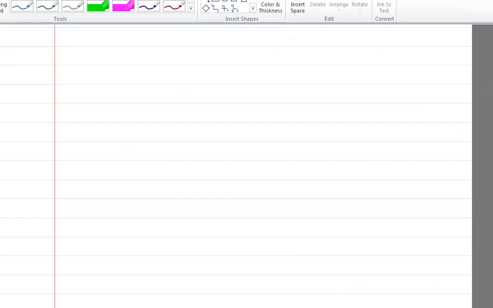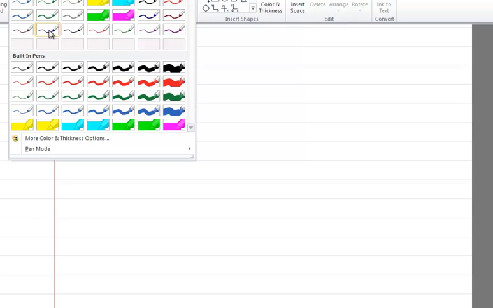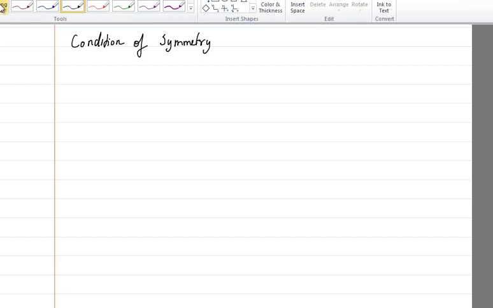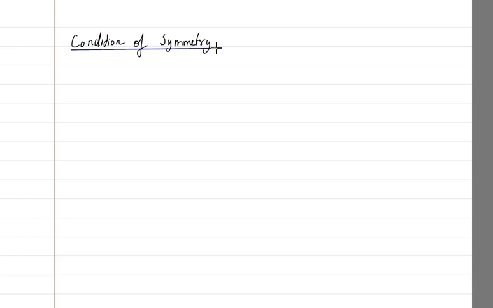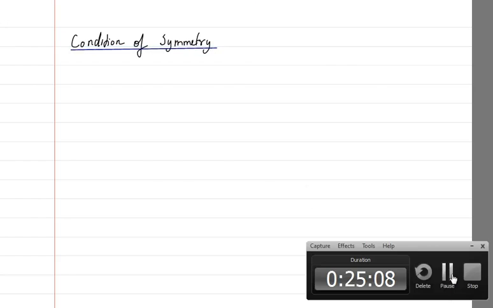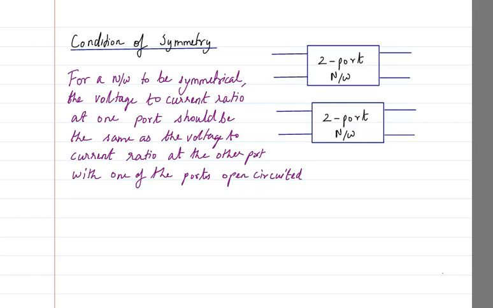Next we have to look at the condition of symmetry. The condition of symmetry is, the statement is this: for a network to be symmetrical, the voltage to current ratio at one port should be the same as the voltage to current ratio at the other port with one of the ports open circuited.